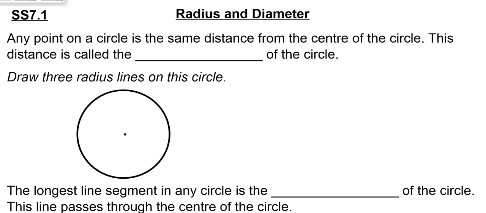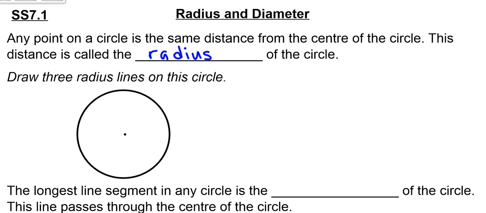So any point on a circle is the same distance from the center of the circle. So if this is my center, and I go out to the outside, all of those are going to be the exact same distance away, no matter which direction I draw on that circle. This distance is called the radius of my circle.